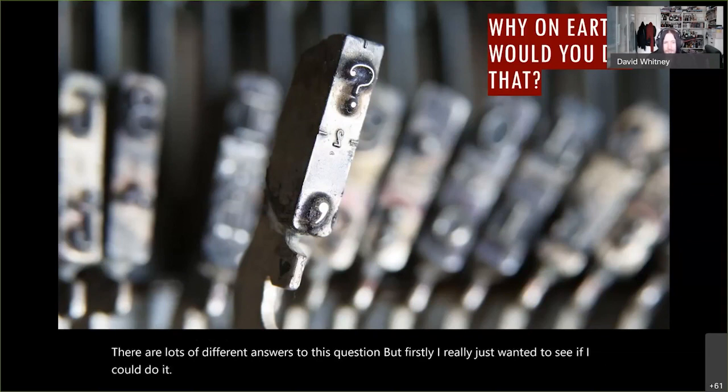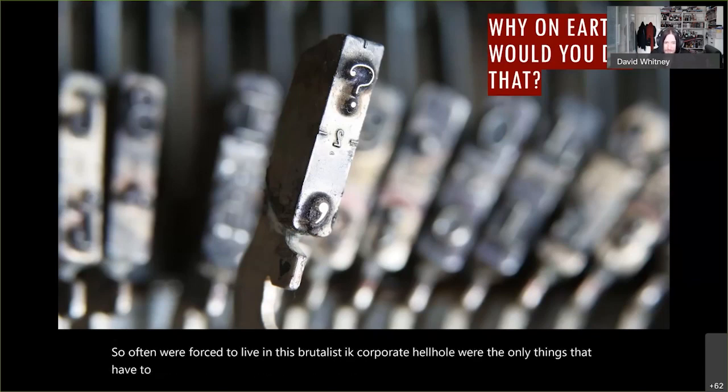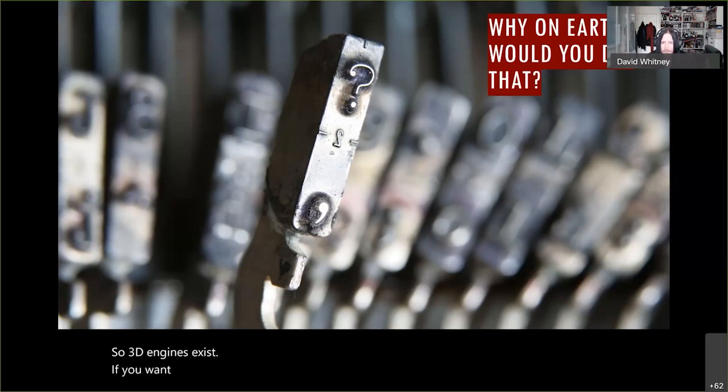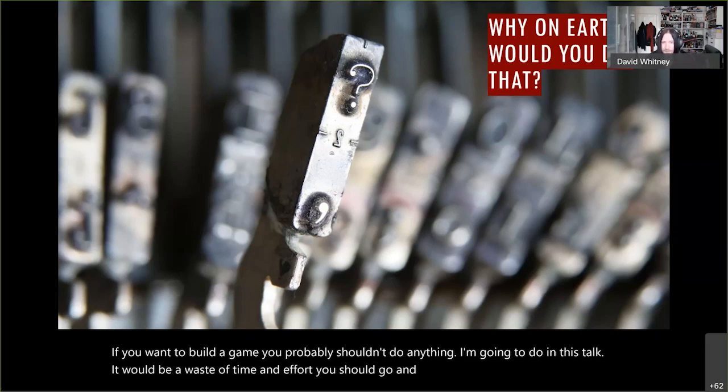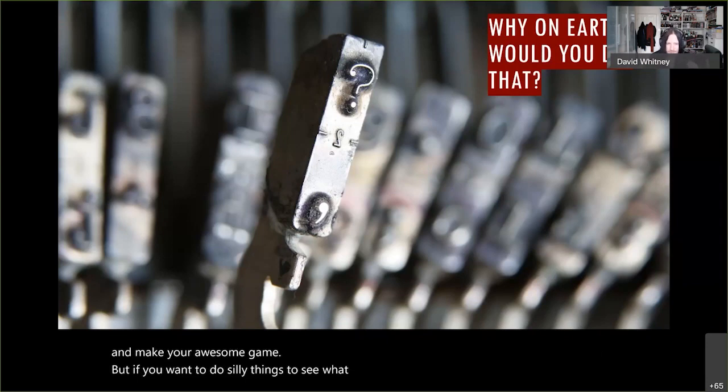So often we're forced to live in this brutalistic corporate hellhole where the only things that exist are for money, and those are the only things that ever get rendered into reality. So this is kind of the opposite of that. So 3D engines exist. If you want to build a game, you probably shouldn't do anything I'm going to do in this talk. It'd be a waste of time and effort. You should go and download Unity or Unreal Engine and make your awesome game. But if you want to do silly things to see what you're capable of, come with me on this journey.